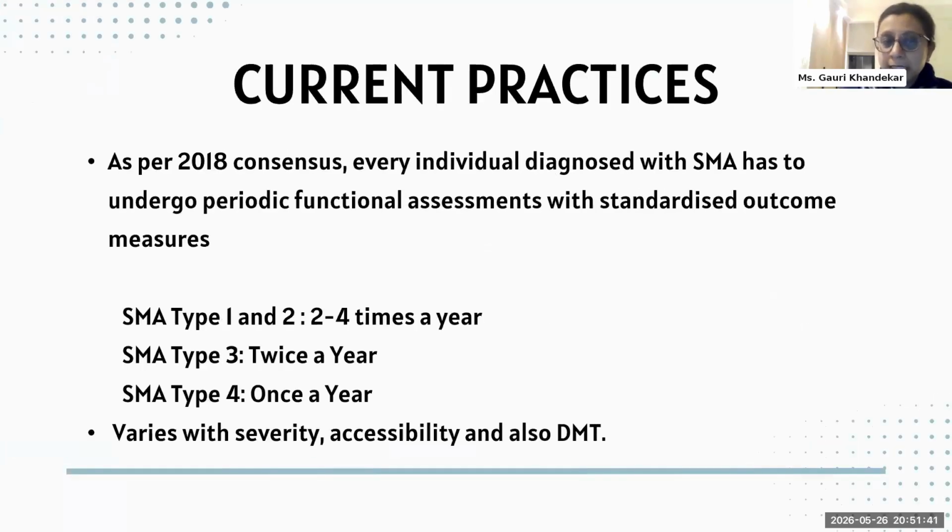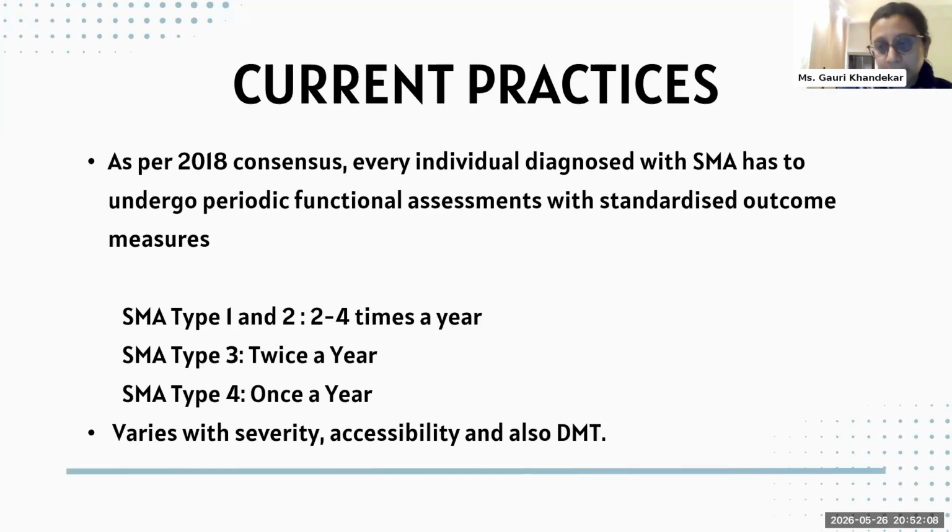In current practice, according to the 2018 consensus, we have to do periodic functional assessment. Type 1 is 2 to 4 times a year, type 3 is twice a year, and type 4 once a year. Definitely it varies with severity, accessibility and also DMT, because in disease modifying therapy we want the child to come regularly to see the effect of the medicine.